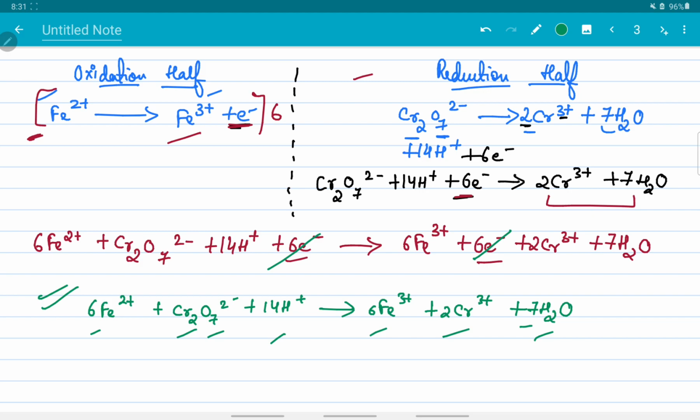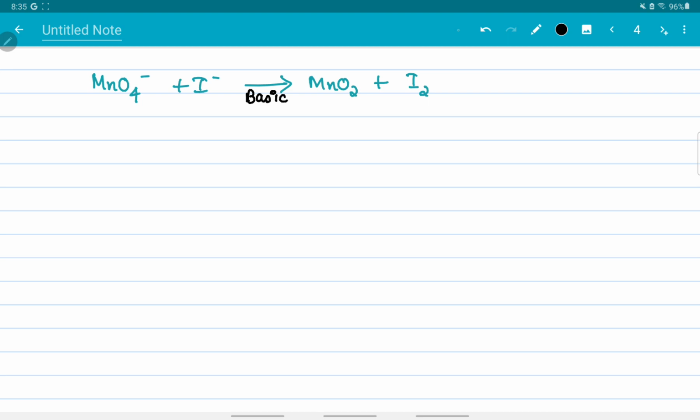Now let me take one more example of a basic method also and how to do it. Okay, the basic method will also follow exactly the same rules till here, and then in the last there will be one extra step, that is to add the OH minus ions. Okay, now let me show you. Now let's see one more example, and this time we are going to see it in basic medium.